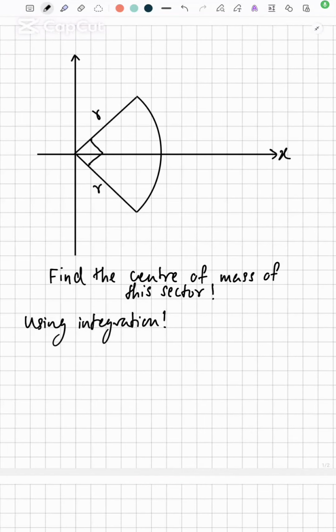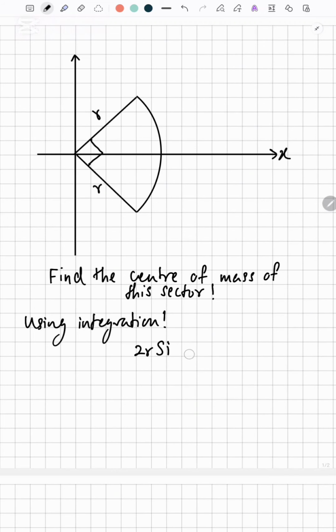Hi everyone, I'm going to show you how to find the center of mass of this sector using integration. So the formula to find the center of mass is this, right? This is the formula to find the center of mass for a sector. In this case, you can see the angle is 90. Alpha is going to be 90 divided by 2, right?